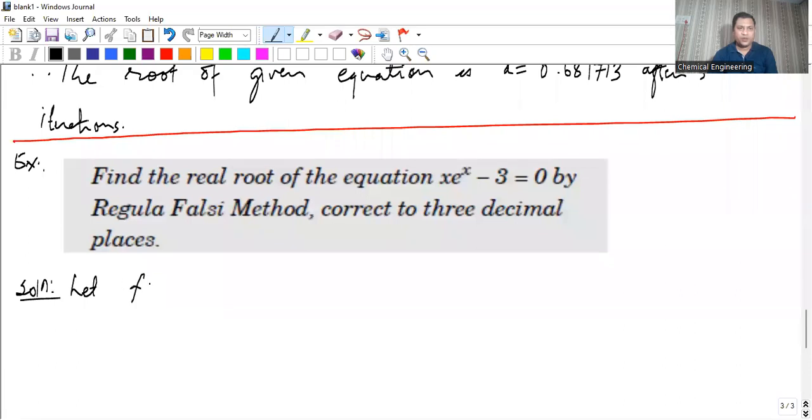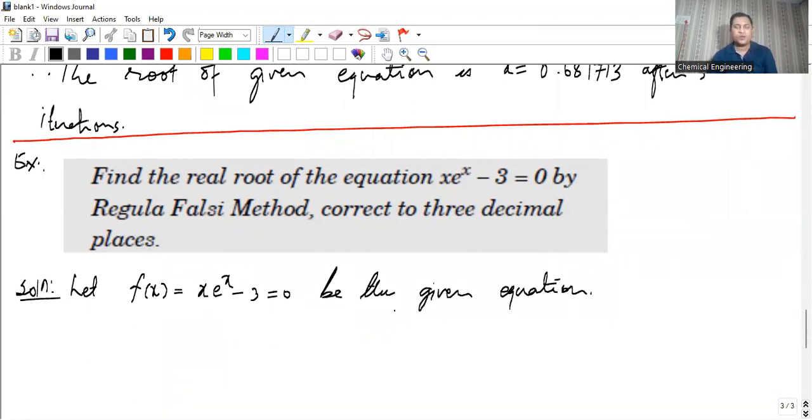Let f of x equal x e raised to x minus 3 equal to 0 be the given equation. First we have to find out the interval. So we usually go with f of 0. What is f of 0? You will have 0 minus 3, so it is minus 3, less than 0. Is that okay?